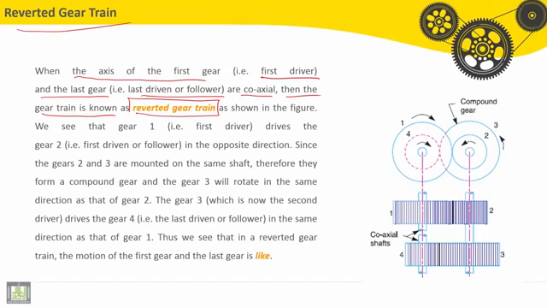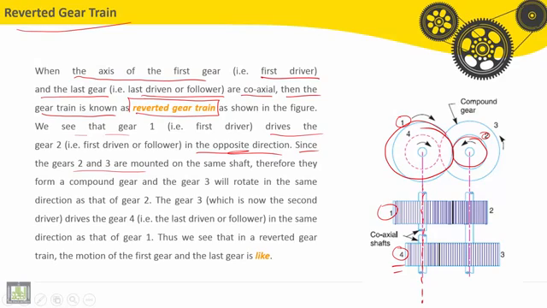As shown in this figure, here we have the first driver, gear number 1. It is coaxial with gear number 4, which is the last driven or follower. We see that gear 1 drives gear 2 in the opposite direction. This is gear 2, this is gear 1.